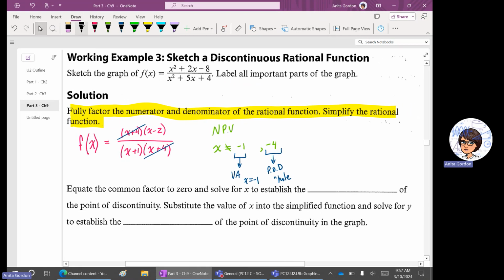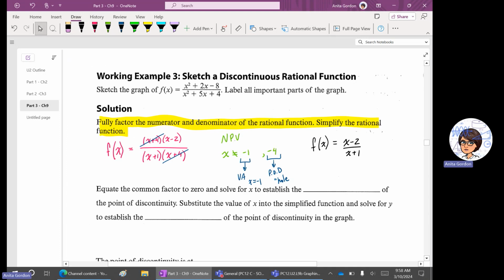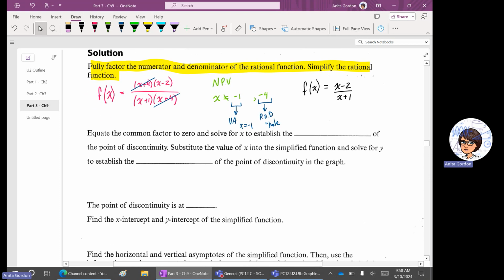So when I look at my simplified equation, this gives me f of x equals x minus 2 over x plus 1. Down below here, equate the common factor to 0, solve for x to establish the point of discontinuity. So the common factor is your point of discontinuity. And then if you substitute the value of x into the function, where is the point of discontinuity? So we're going to take our simplified function and put the point -4 in to see what is the y value of the hole.